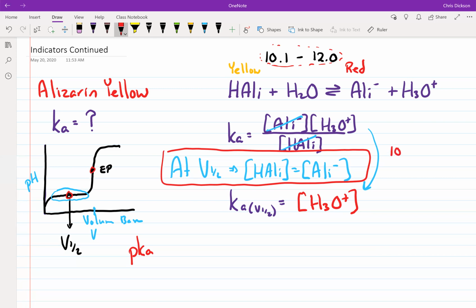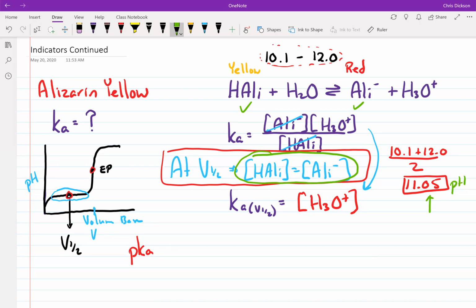So if we take 10.1 and we add it to 12.0, and we divide it by 2, so we're going to take the average of these numbers. So 10.1 plus 12 divided by 2 gives us a pH measurement of 11.05. So that would be the average of those two numbers. But more importantly, that would be the pH where you're in between the transition of the two chemicals. So basically, you would have equal amounts of HIn and equal amounts of In minus. You'd be at V half. So you're at V half when the pH is this number.